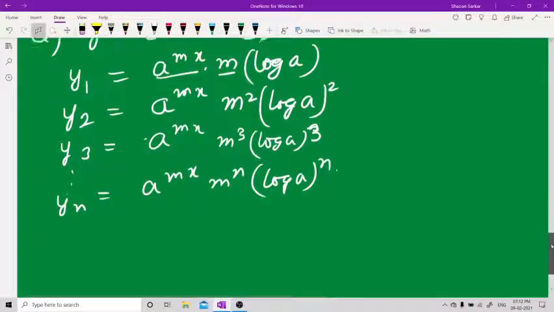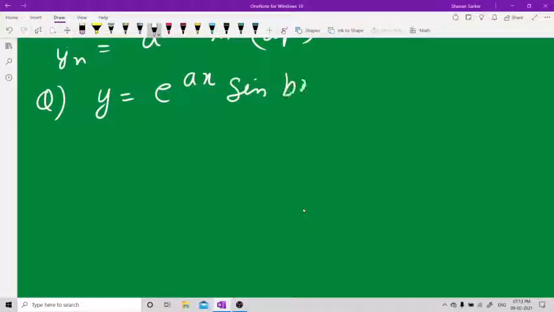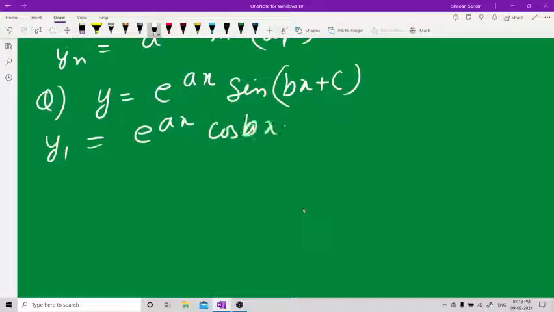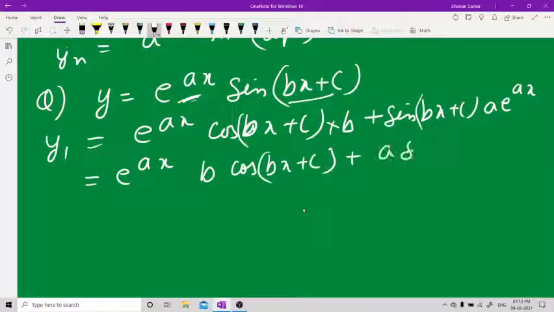Next question, this is a good one: y equal to e to the power of ax sine bx plus c. Now first derivative: first function as it is, cos bx plus c, and use the chain rule, into b, plus second function as it is, then the derivative of this function, that is a e to the power of ax. Take e to the power of ax common, then you have b cos bx plus c plus a sine bx plus c, whole bracket.